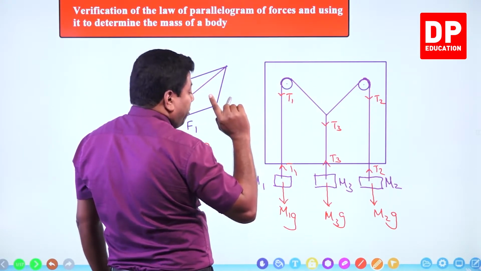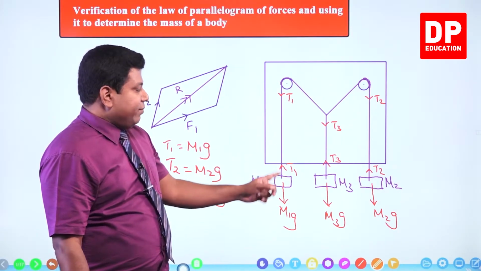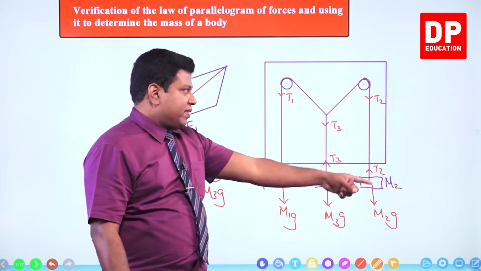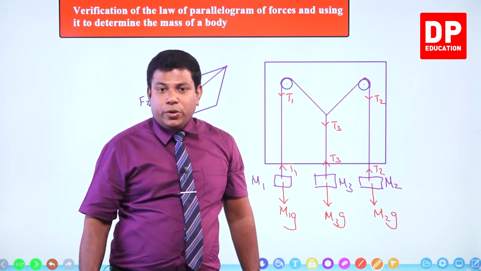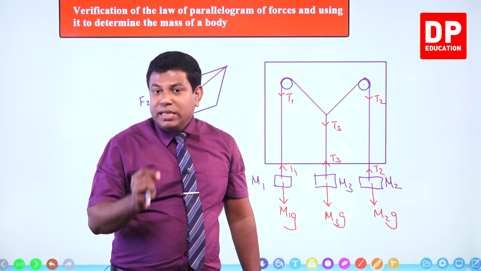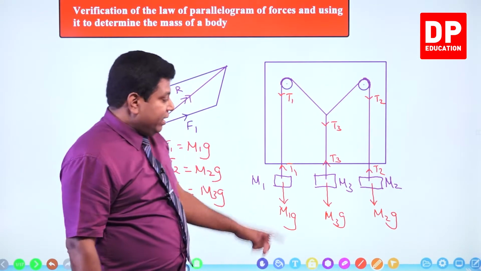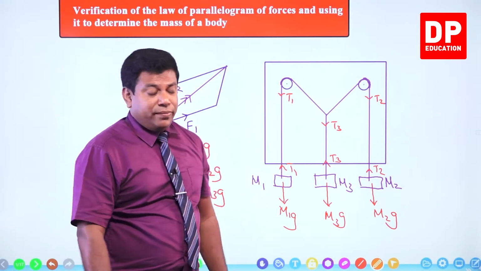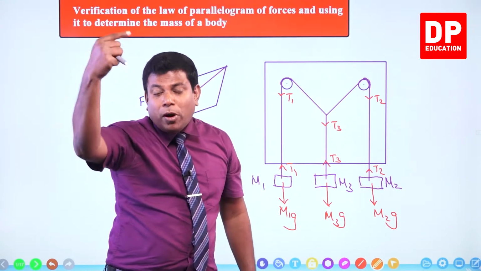But to mark like this, there has to be one condition to be satisfied. If I have to mark the same T1 here, the same T3 here, the same T2 here, there is one important condition that has to be satisfied. Do you know what that condition is? The condition is the string has to be light. That means it should not have its own weight. If there is weight, then if it is T1 here, the tension here will not be T1, it will be something else. If this is T3, it will not be T3 here because of the weight of the string. Point to point, the tension will vary.